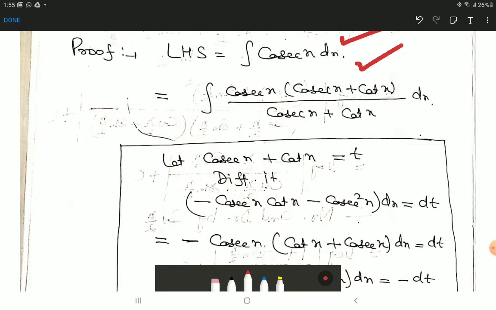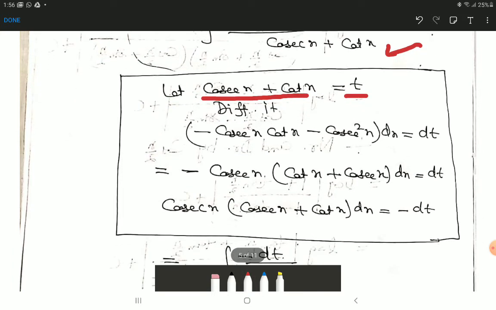In case of sec x, we multiplied numerator and denominator by sec x plus tan x. In this case, we will be multiplying and dividing by cosec x plus cot x, both numerator and denominator. So we arrive at this result. Now assume cosec x plus cot x is equal to t. We are doing it in a similar manner as we did in case of sec x. There I assumed sec x plus tan x to be t. So there is a similarity.